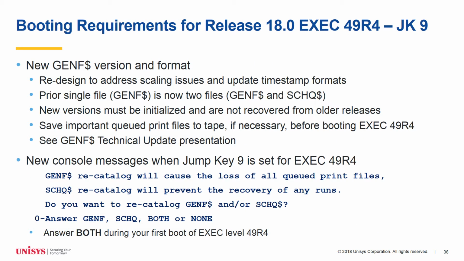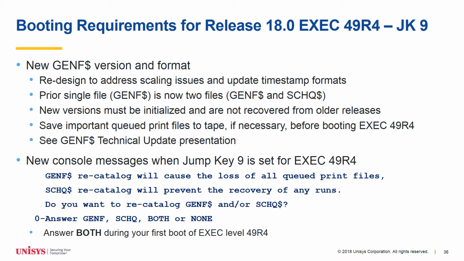In previous releases, the system file called $genf$ contained information related to run scheduling, files queued to print queues, and tail sheet messages for runs. Many of the timestamps in the $genf$ file were TDATE format and required modernization. In release 18, we've split the $genf$ file into two files.